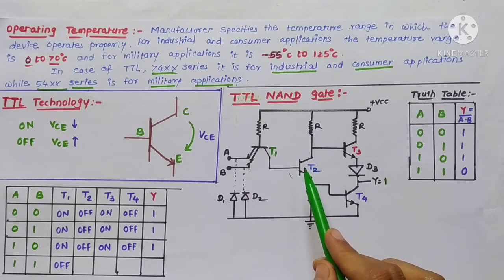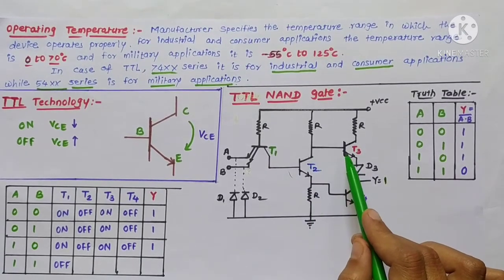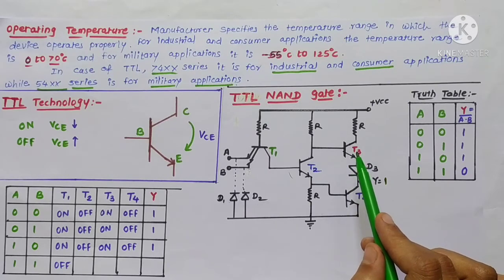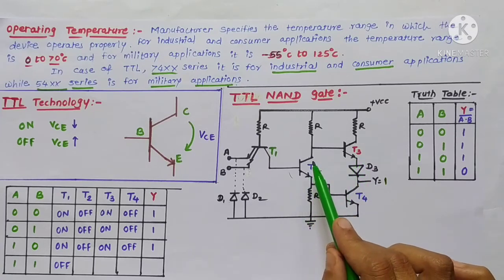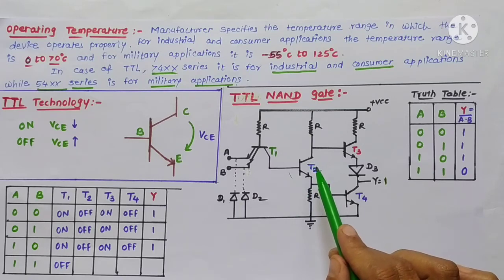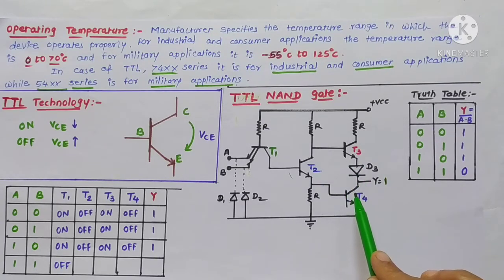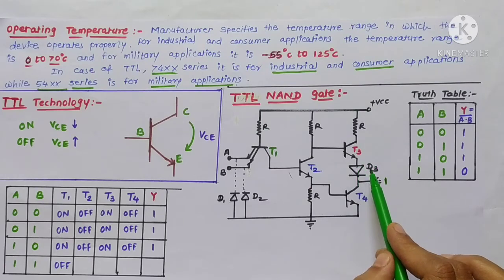As this T2 is cut off, its collector voltage is at VCC or high, therefore it makes T3 on. As shown in this figure, the current through T2 is 0, therefore the voltage across the emitter of T2 is 0, that is VE is equal to IE into RE, which will keep this transistor T4 in cutoff. Thus, for these three cases, the output is approximately at positive VCC through T3, that is Y is equal to 1.